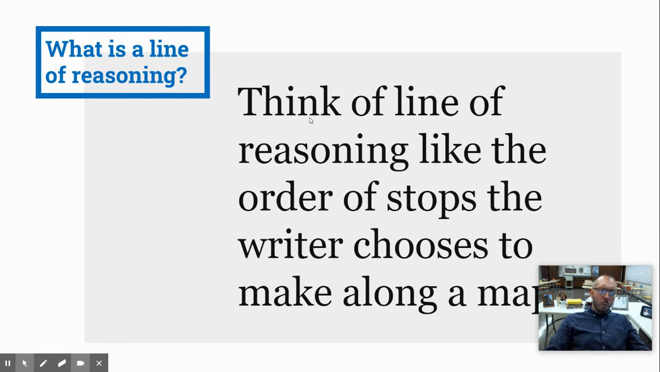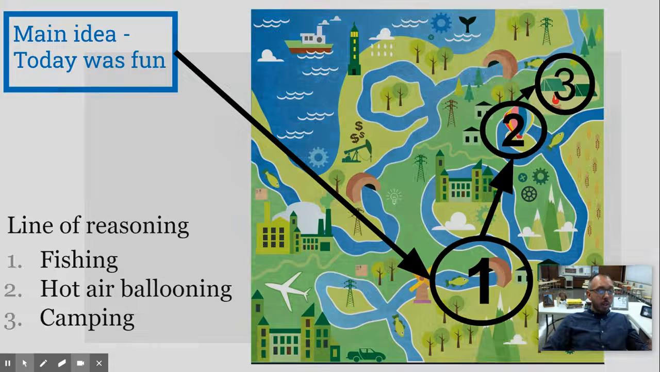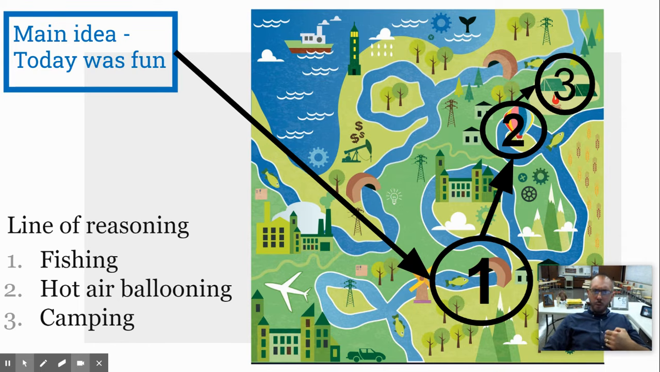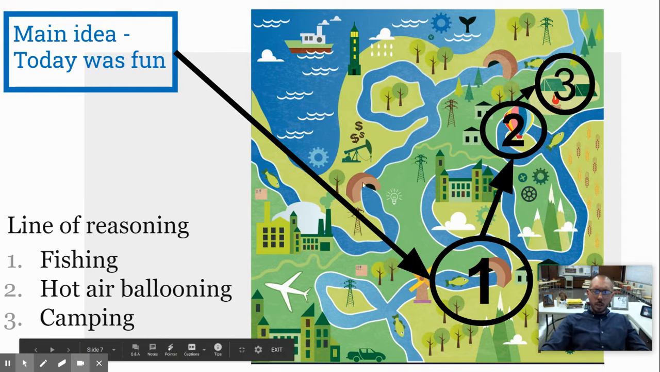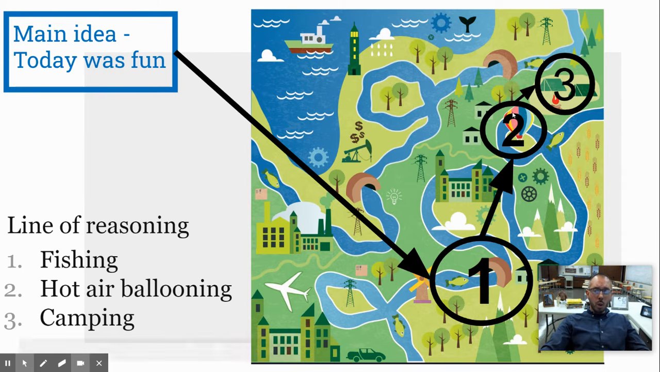I like to think of line of reasoning as the order of stops the writer chooses to make along a map. So let's say the main idea is that today is going to be fun. Today was a fun day. Well, my line of reasoning is that I may start with us going fishing. Then I may head over to us going hot air ballooning. And then I'm going to end with us here at a campsite where we will have a campfire.